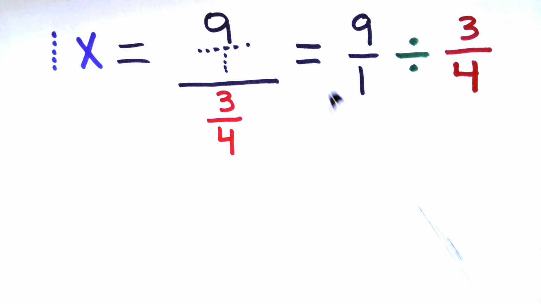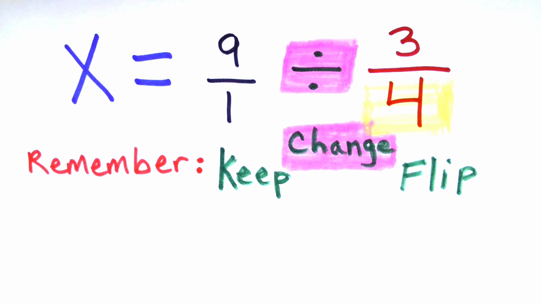Now, if you've been watching my videos, of course, you know what to do now. And hopefully, you did a keep, change, flip. Let's check that out. You can see here x equals 9 over 1 divided by 3 over 4. We're going to keep 9 over 1 the same. We're going to change division to multiplication, but in order to do that, you have to flip this fraction. 3 will go on the bottom, 4 will go on the top. Let's take a look at that.